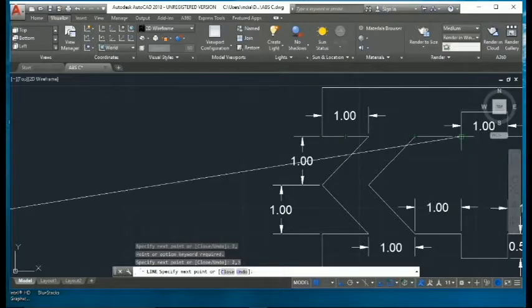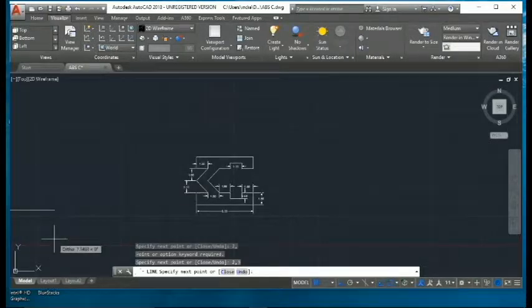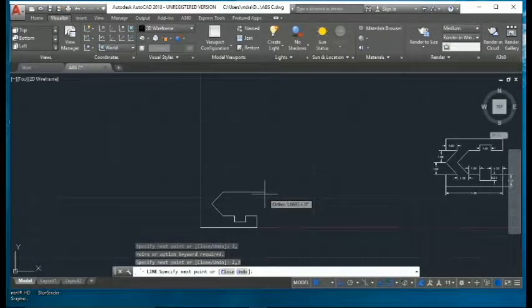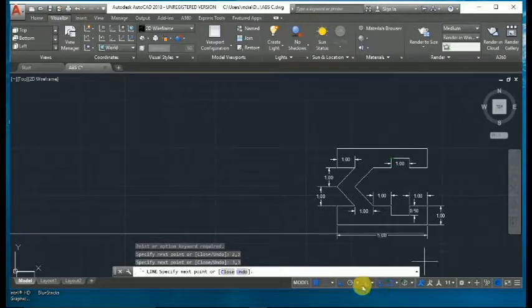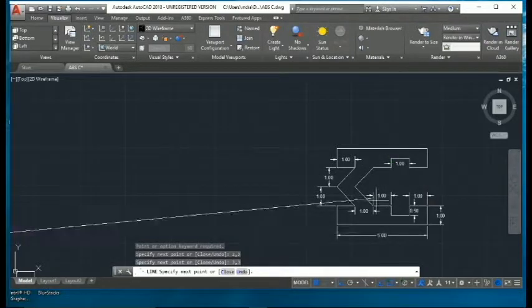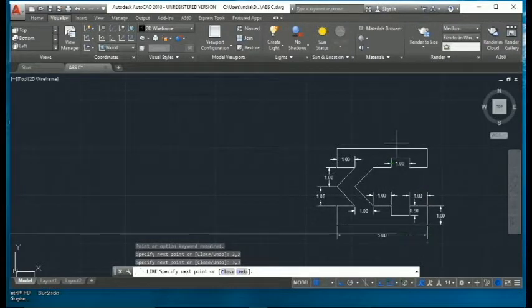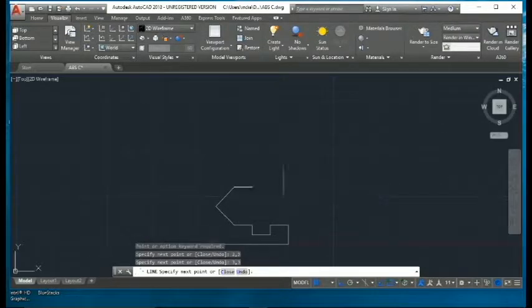The next point is this point. So the coordinate value of this point will be 3, 3. Okay. 3, 3, enter. Next point is this point, whose coordinate value will be 3, 3.5. So type 3, 3.5, enter.